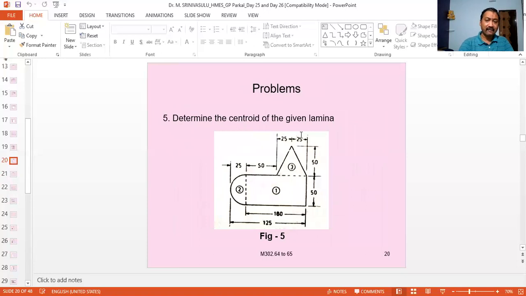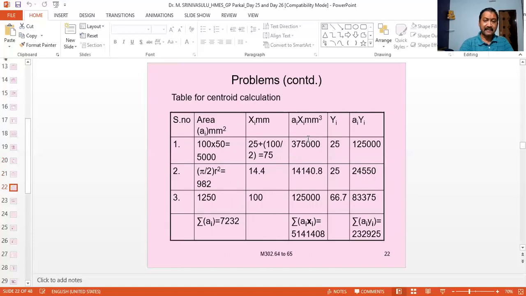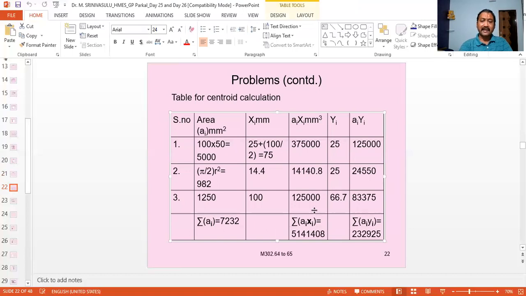Now coming to the y3. For the triangle, y3 generally is acting at a distance of h by 3 from the base. So h by 3 means 50 by 3 from the base, but the base is at a distance of 50 millimeters from the given reference axis. So 50 plus 50 by 3, it is becoming 50 plus 16.67. It becomes 66.67, approximately equal to 66.7.